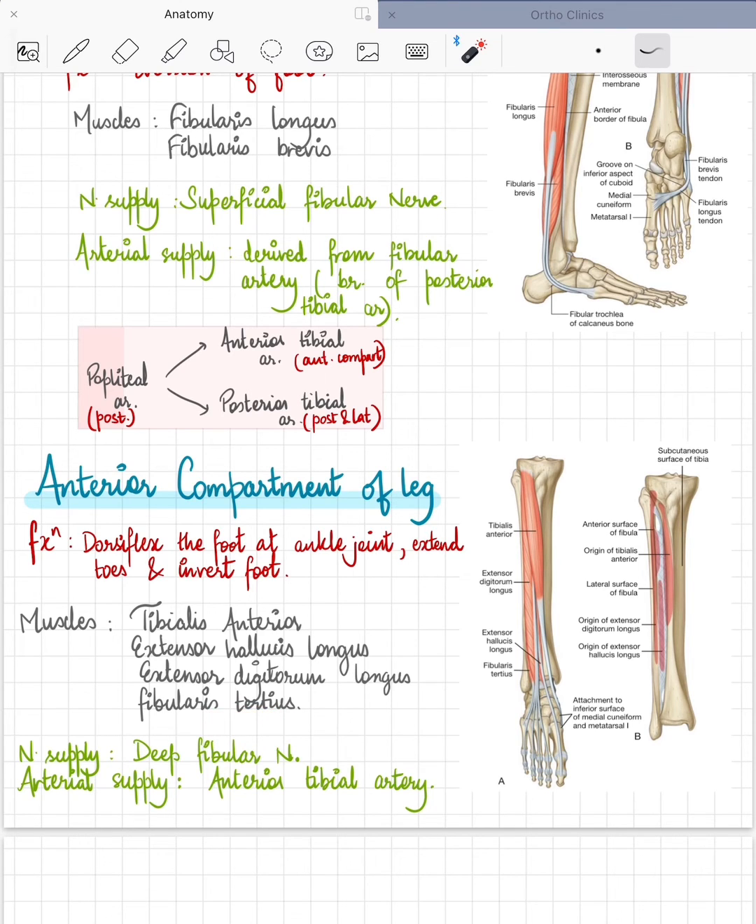The overall action of this compartment is the inversion of the foot, but the fibularis tertius or peroneus tertius everts the foot. The nerve supply of this compartment is by the deep fibular nerve or the deep peroneal nerve, and the arterial supply is by the anterior tibial artery. So that's it about the muscles of the leg.